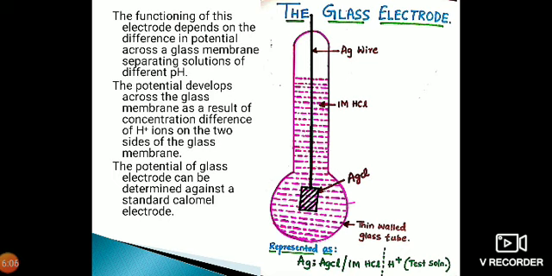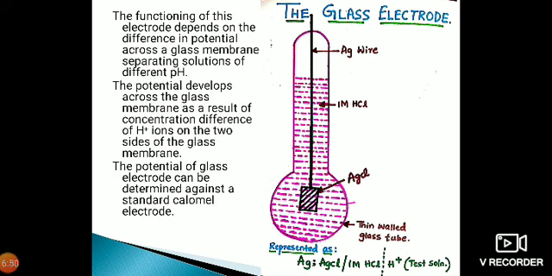The last one in this reference electrode is the glass electrode. The functioning of this electrode depends on the difference in potential across a glass membrane separating solutions of different pH. It consists of a glass tube having a thin-walled bulb at the lower end. The bulb contains 1 molar HCl solution. Sealed into the glass tube is a silver wire coated with silver chloride at its lower end. The lower end of the silver wire dips into the hydrochloric acid, forming a silver chloride electrode.